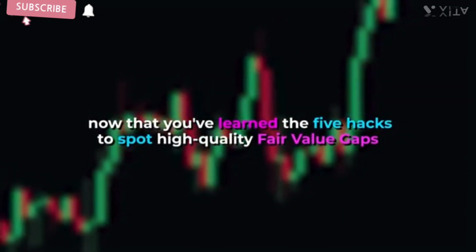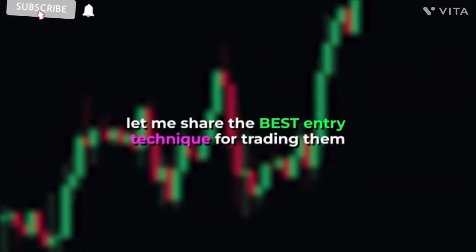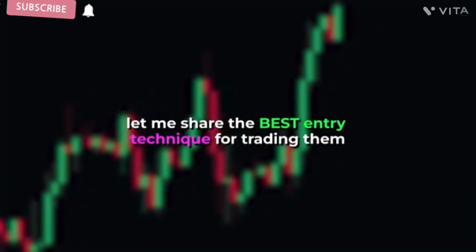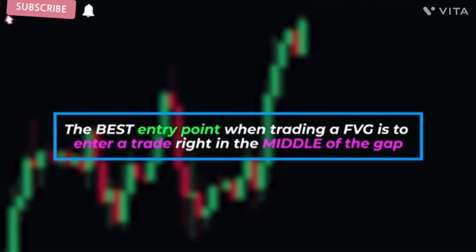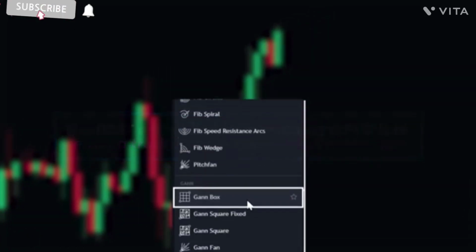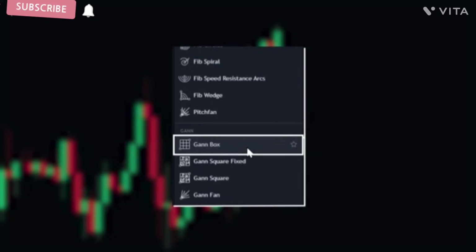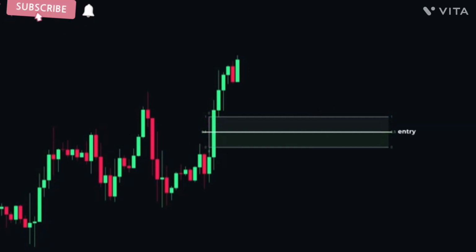So now that you've learned the 5 hacks to spot high-quality fair value gaps, let me share the best entry technique for trading them once you've identified one. The best entry point when trading a fair value gap is to enter a trade right in the middle of the gap. To do that, we use the same Gann box tool from earlier, and drag it from the low of the fair value gap to the high of the fair value gap. And so, this middle point will be our entry.